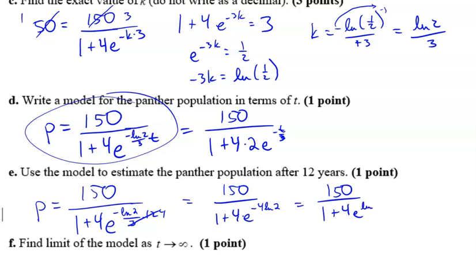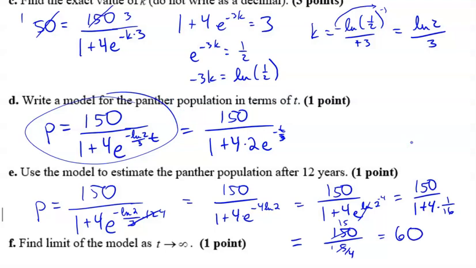So we have e to the natural log of 2 to the negative 4th. Okay, and then that's going to cancel out. So 150 over 1 plus 4, and then 2 to the negative 4th would be 1/16. So 150 over 1 plus, that's 1/4. Let me change this to a 5/4. So let's divide 150 and 5 reduces to a 1 and a 25. Nope, sorry, 15. So 15 times 4, which is 60.